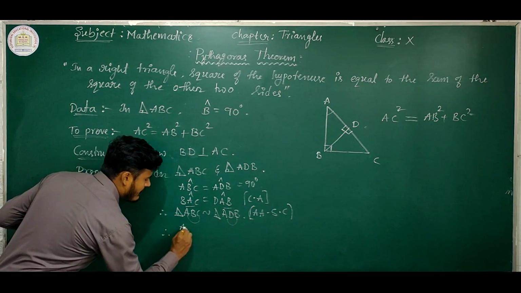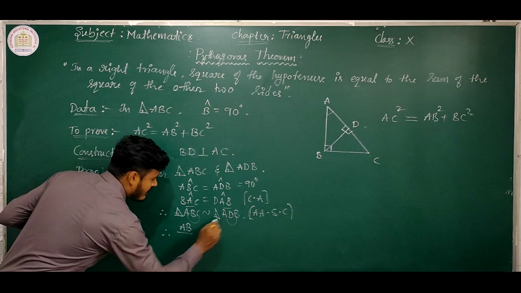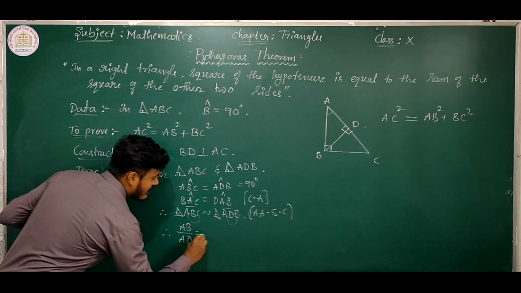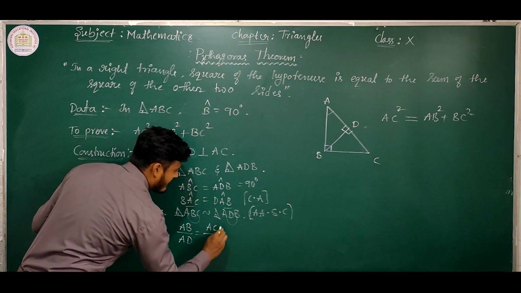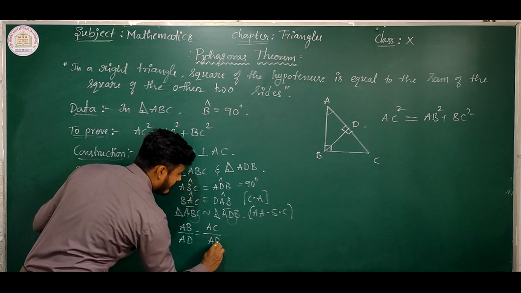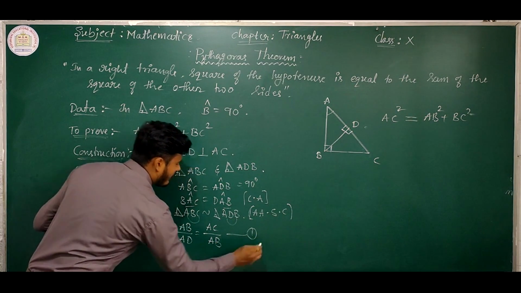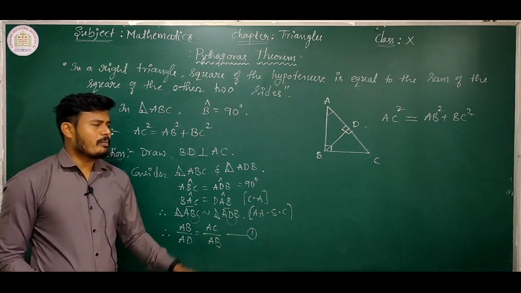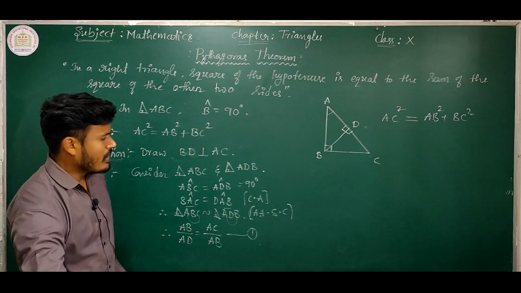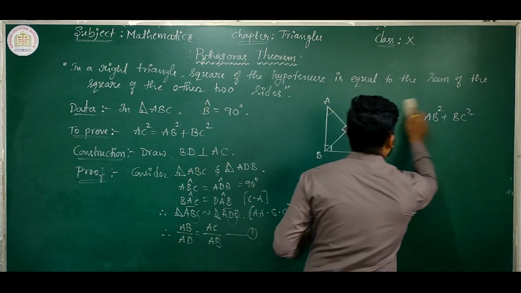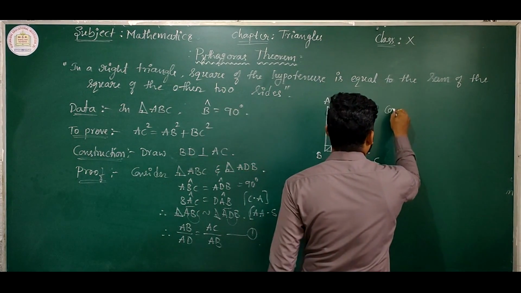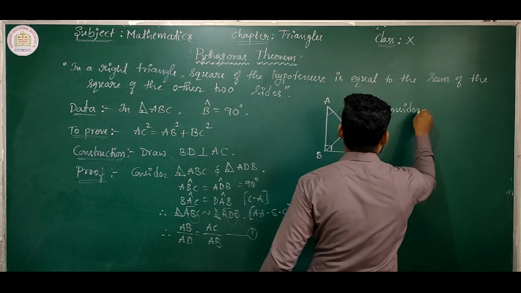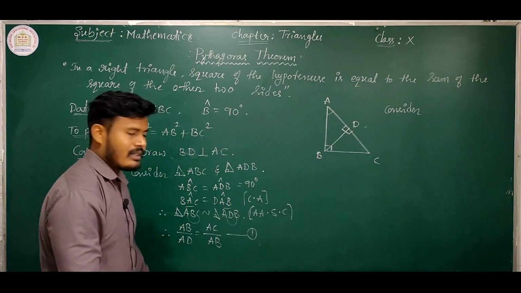So AB divided by AD is equal to AC divided by AB. This is equation number 1, right? So after proving equation number 1, we move on to the second one. You just write down this part after this one.